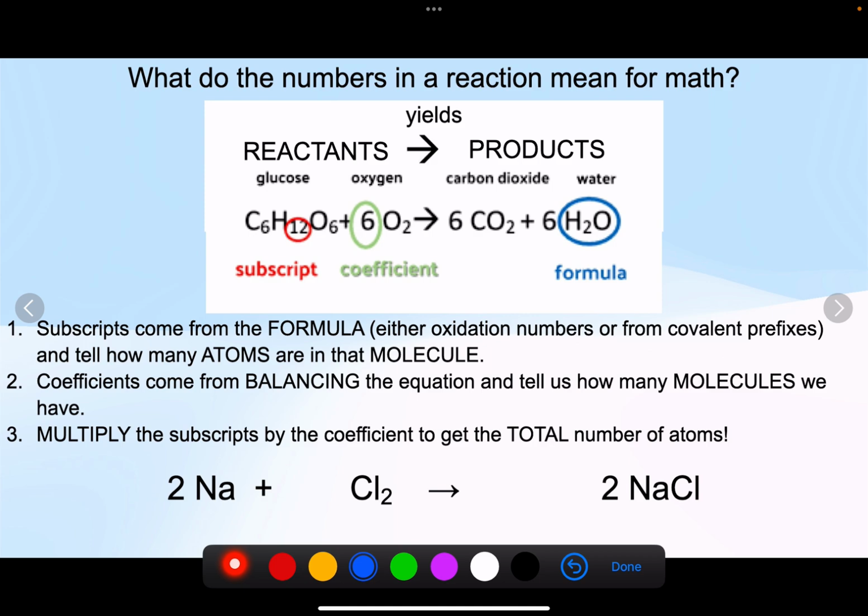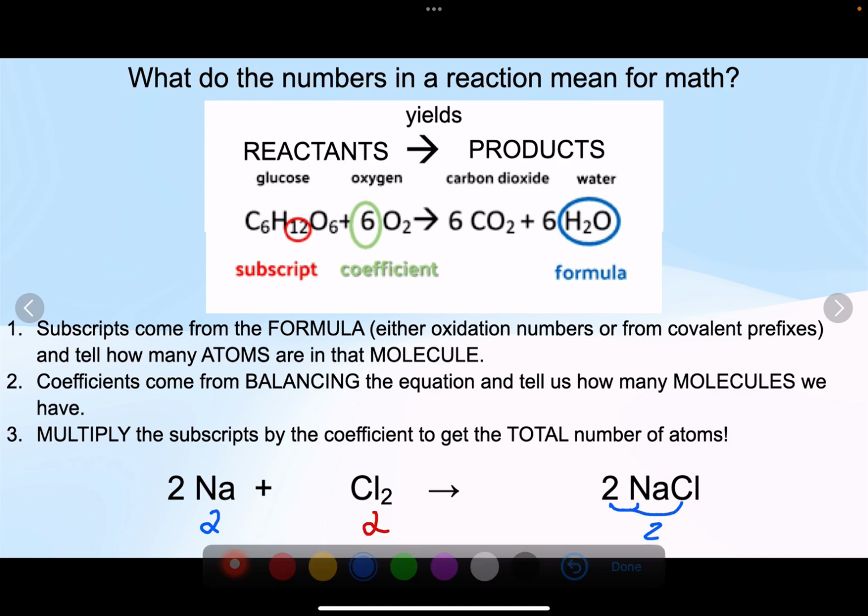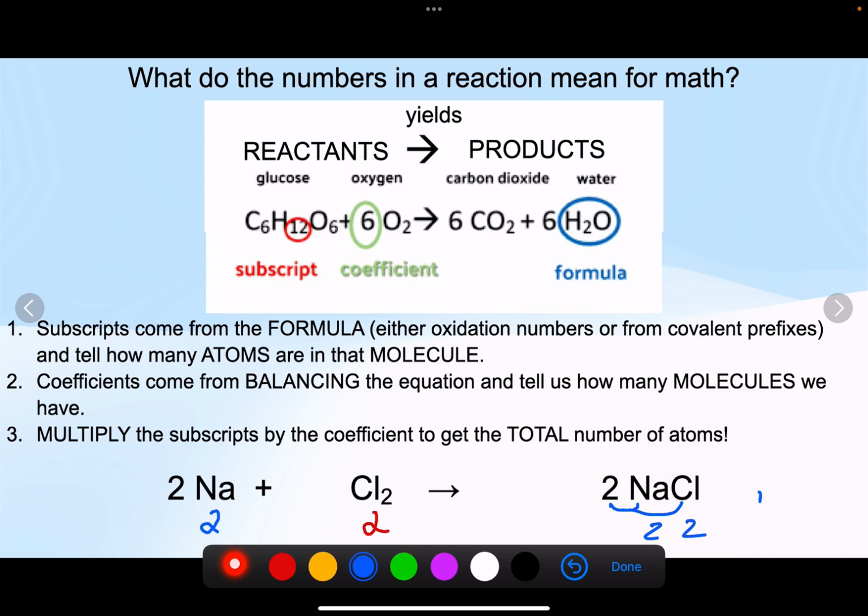So like over here, this 2 tells me I've got 2 sodiums. The subscript 2 tells me I've got 2 chlorines. And then over here, this 2 gets multiplied across for both of them. So I have 2 sodiums and 2 chlorines, and that's a balanced chemical equation, okay?